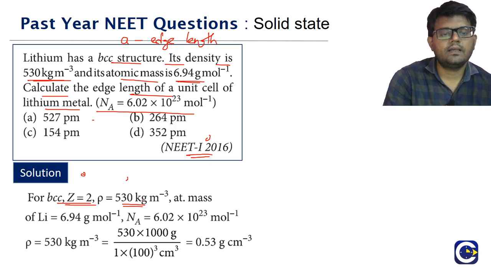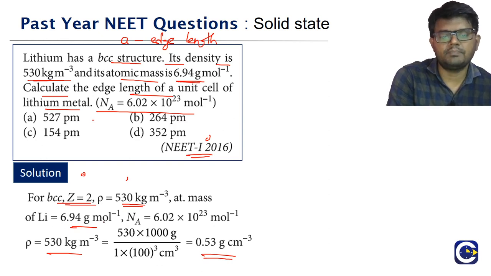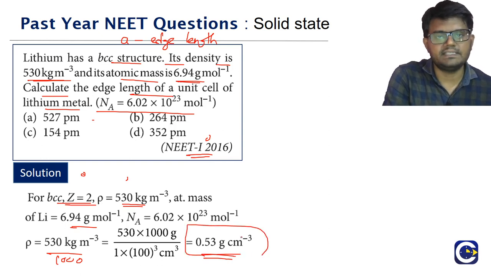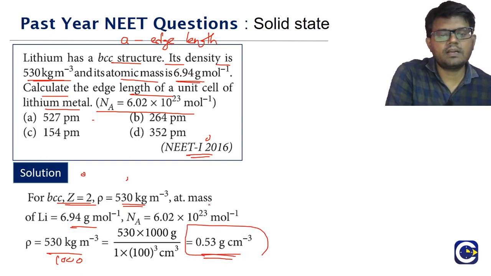So we can convert this density into gram units. Why? Because atomic mass is in gram, right? So the atomic mass we are taking as 6.94 gram per mole. So we want to convert the density into gram per cc, which means divide by 1000. Density in kg per meter cube divided by 1000 will give us the density value in gram per cc. Okay. Now the Avogadro number is given as 6.02 into 10 power 23.